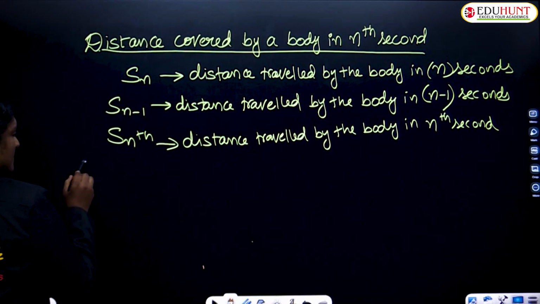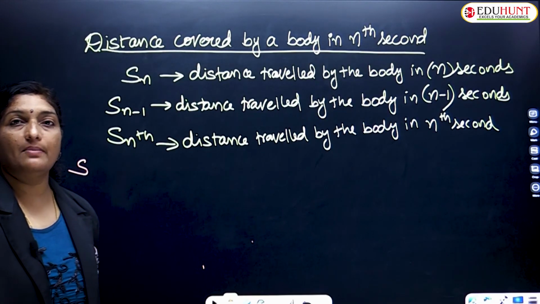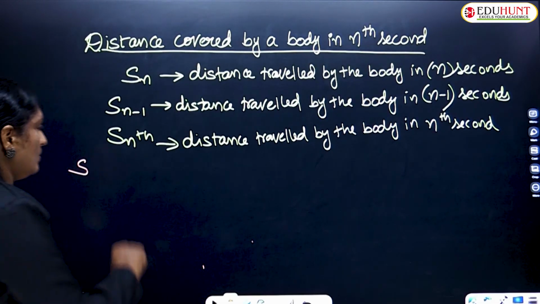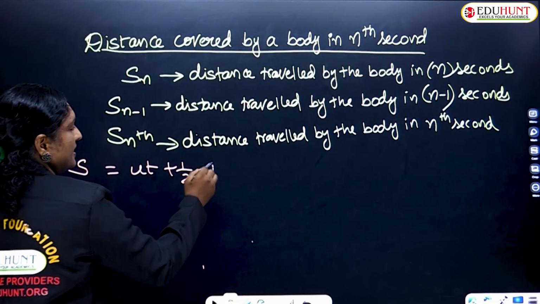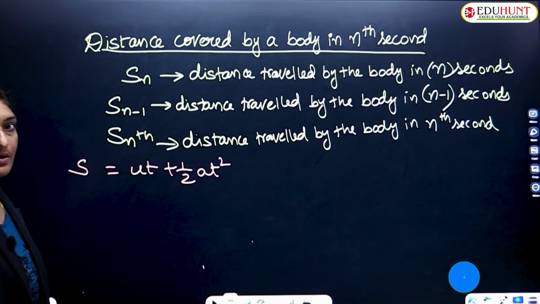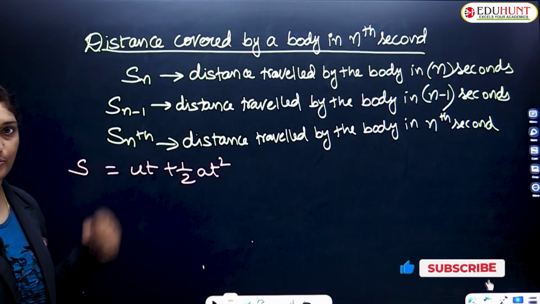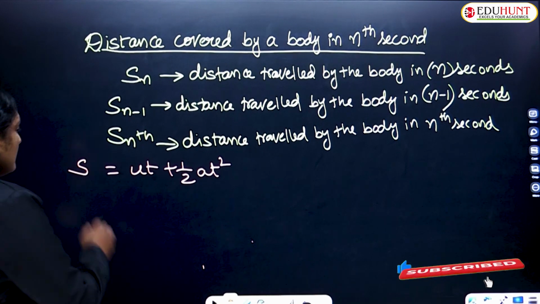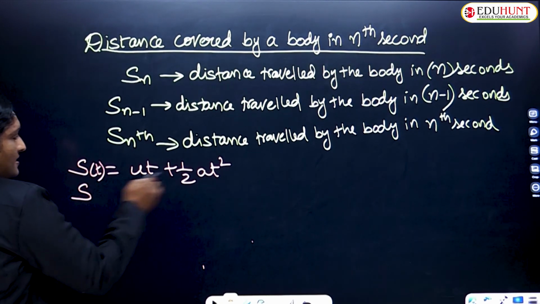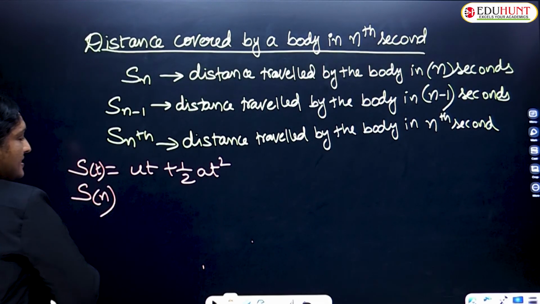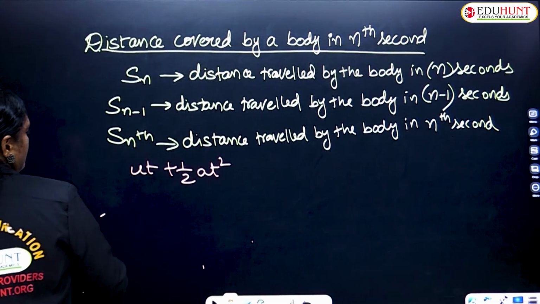Children, suppose what is the distance traveled by a body in t seconds? We know that S is equal to ut plus half at square. In t seconds, the formula would be S equals ut plus half at square, the second equation of motion. If I want it in n seconds, this is in t seconds, this is the distance traveled. I want it in n seconds, then instead of t, what is there?